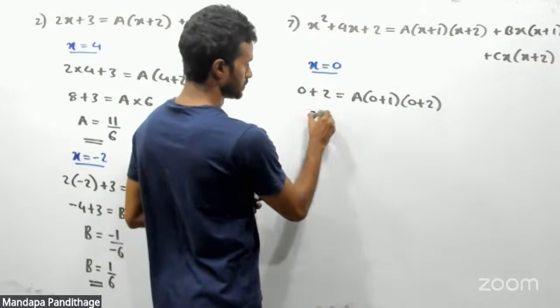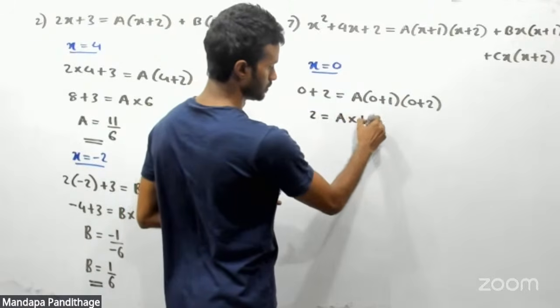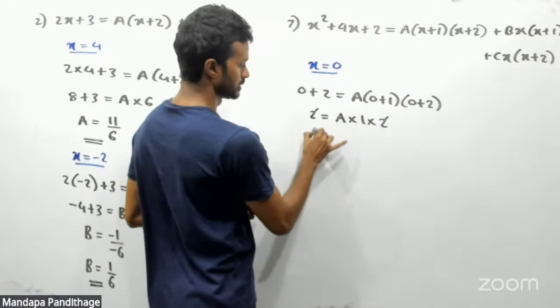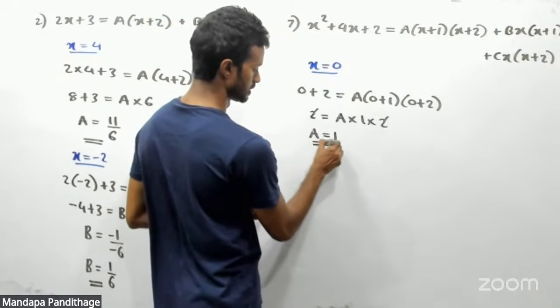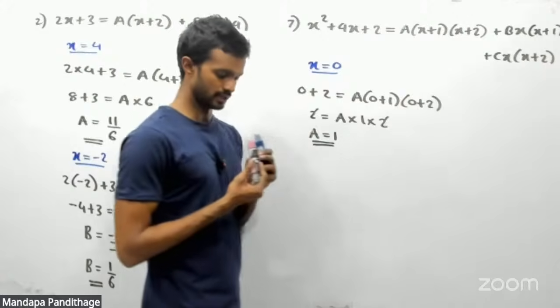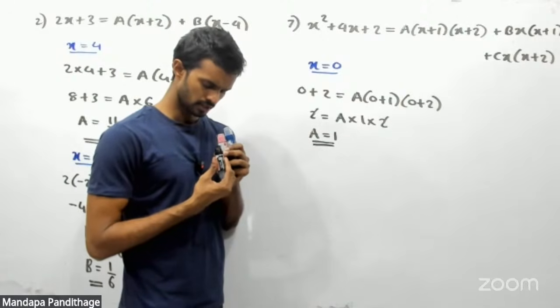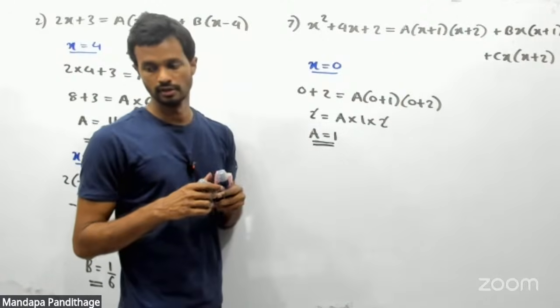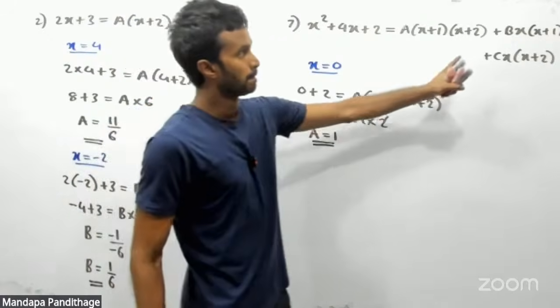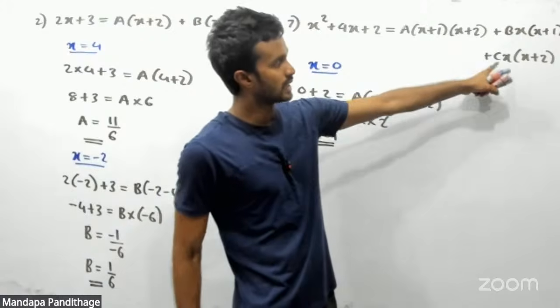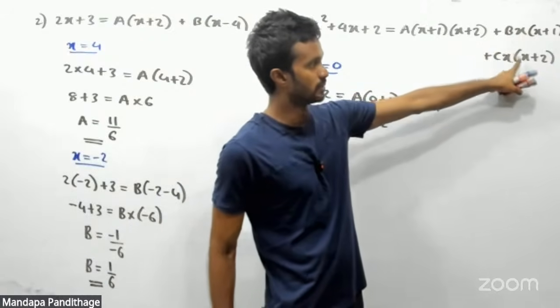2 is equal to a into 1 into 2, which gives you a equals 1. So you can easily find this. Okay, so a is done. And now let's say you want to find b. If you want to find b, what are you supposed to do? Look at a term common in a and c. You can see this x plus 2 is common.